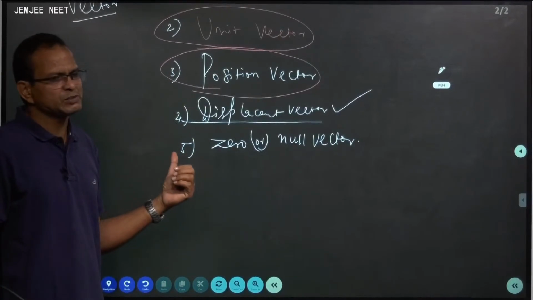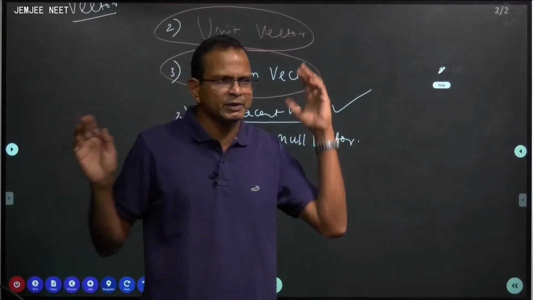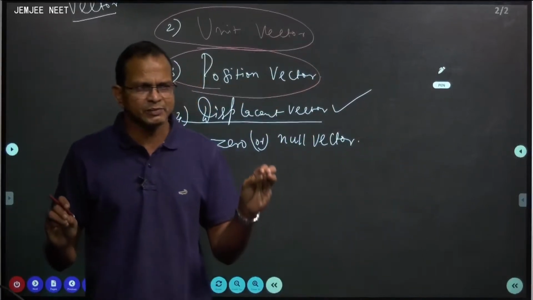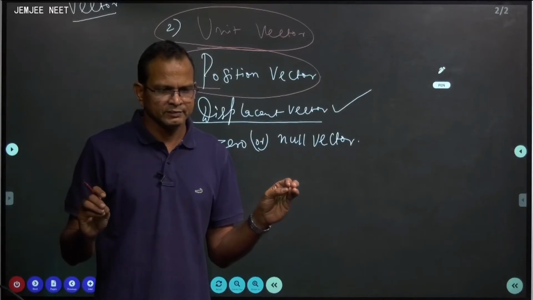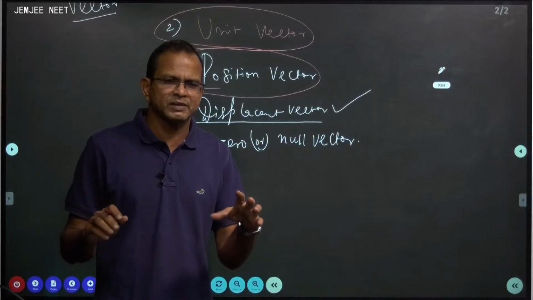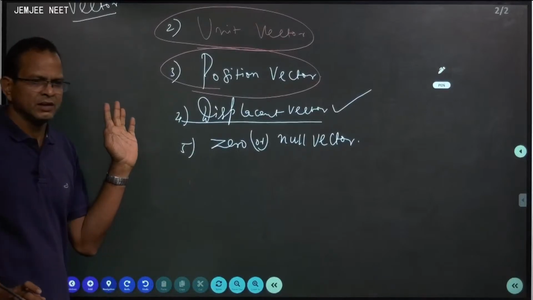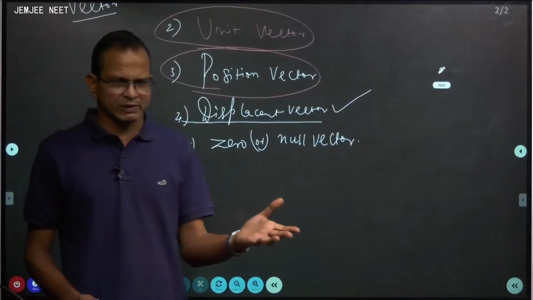What do you mean by displacement vector? Somebody repeat it, please. When the position of an object is measured with respect to the origin, it is a position vector. When the position of an object is measured with respect to anything other than the origin, it is called displacement vector.